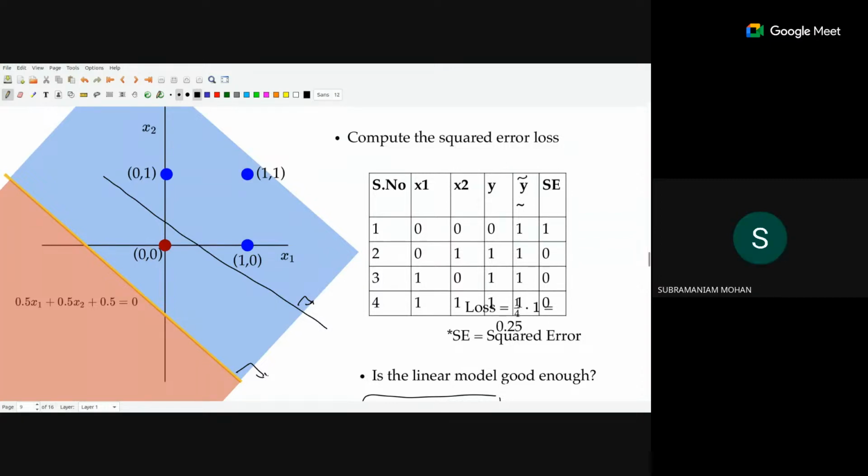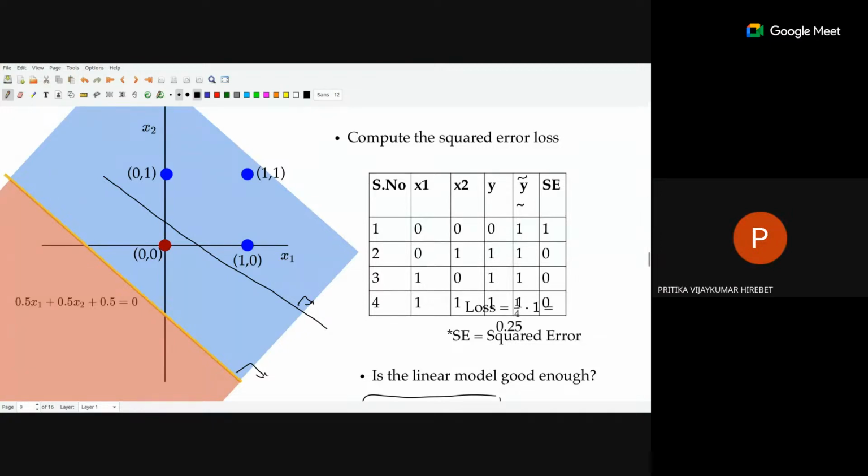Does it matter if it is falling on one side? Is that a bad model? What we have to do is, maximum number of brown points should be in the brown region and maximum number of blue points should be in the blue region. That's how we will decrease the loss. I mean, that's how the loss will be minimum. The model which has the minimal loss will be the best model.